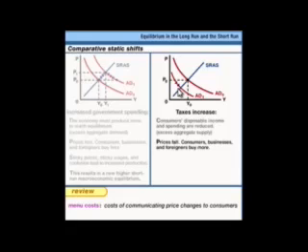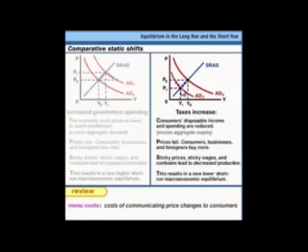The new equilibrium then occurs at a lower level of real gross domestic product and a lower price level. So what happens when the aggregate demand curve shifts inward is the price level falls and output falls in the short run. This is the new point of short-run macroeconomic equilibrium.